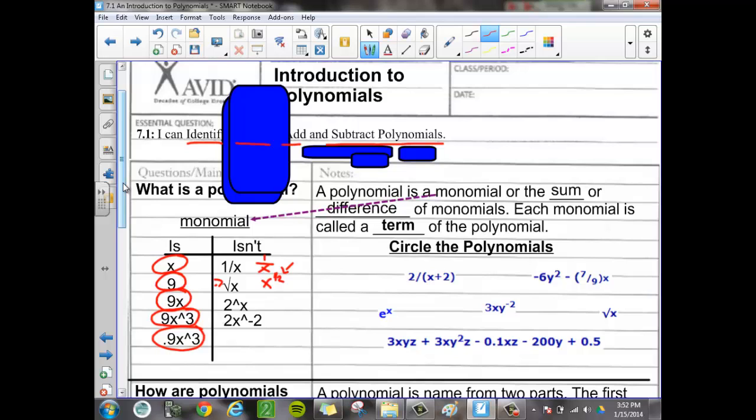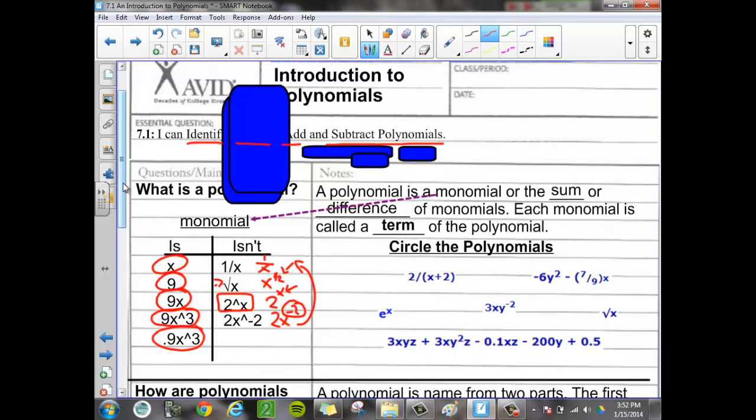Here we got 2 to the x power. That's not a monomial because our x is in the exponent. Our variable is in the exponent, 2 to the x. We can't have that up there. And here we got x to the negative 2. Because it's a negative 2, that makes it not a monomial. In fact, if you were to take this, it would flip it to the bottom, just like this first example right here. They're very similar.